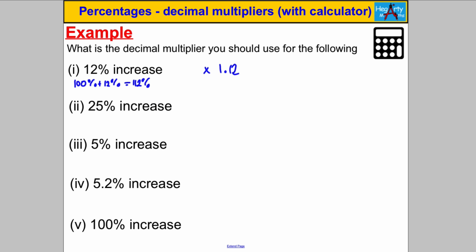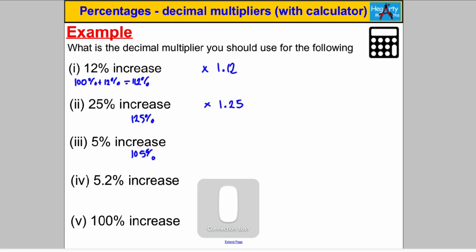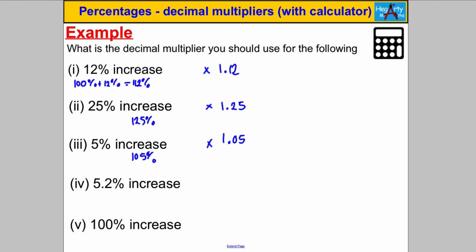25% increase, at the end you're going to have 125%, aren't you? And the decimal multiplier for that would be 1.25. A 5% increase, 100% plus 5% would be 105% at the end, so therefore you multiply by 1.05. A 5.2%, well 100% plus 5.2% is 105.2%. And as a decimal multiplier, dividing by 100, that would be 1.052.